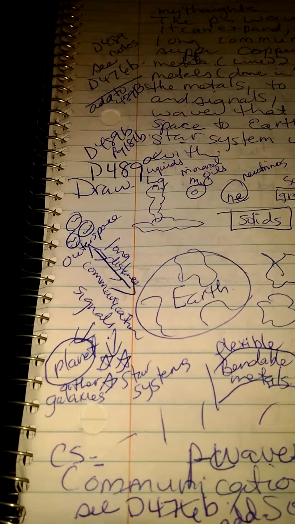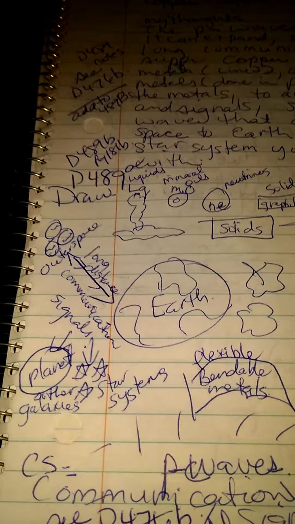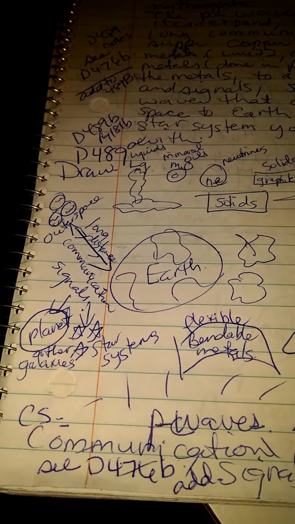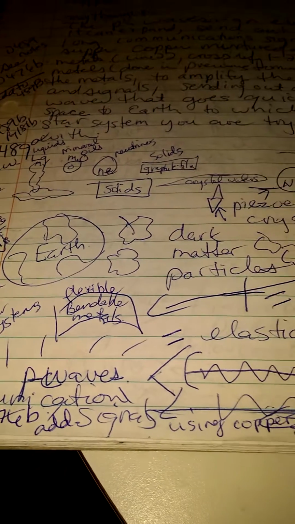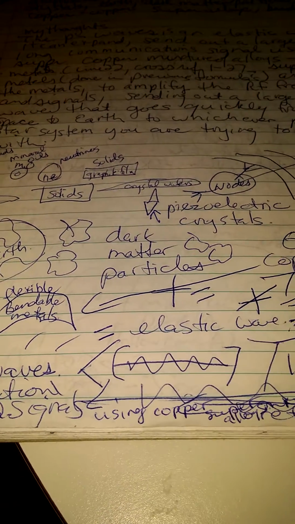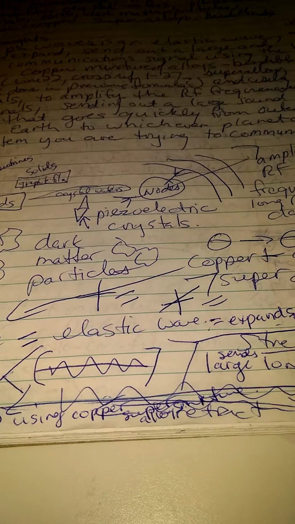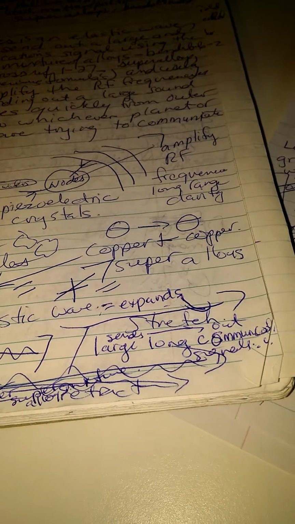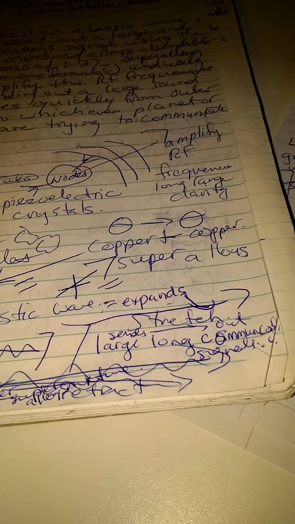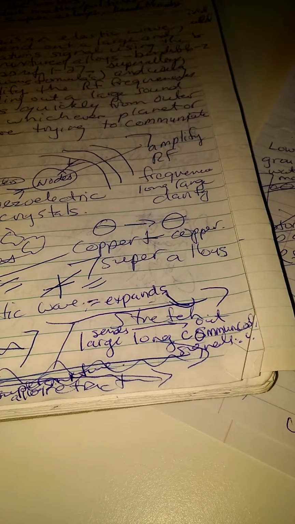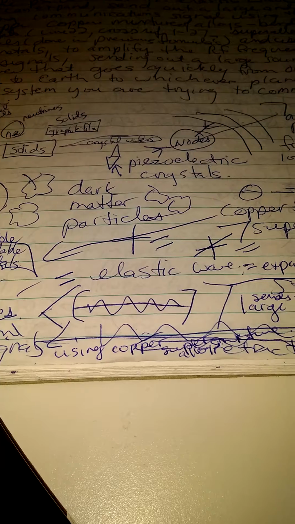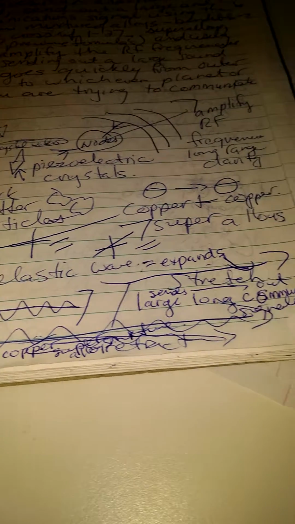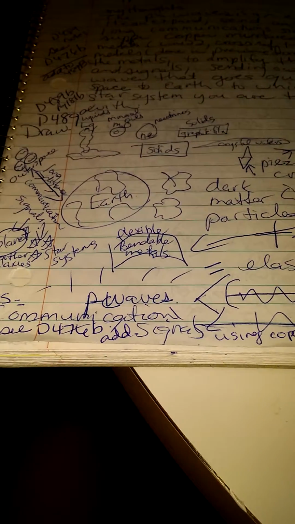It shows an outer space signal going long distance to Earth, a communication signal, and then it shows it going to other planets and other galaxies and star systems. It shows flexible bendable metals, dark matter particles, elastic wave, expands, stretches out for large long communication signals. And it says using copper super alloys, it also retracts your signals as well.